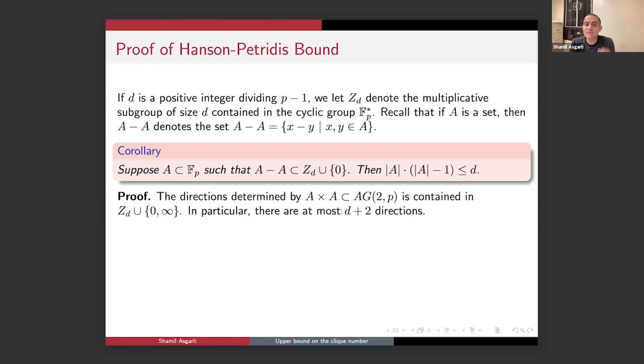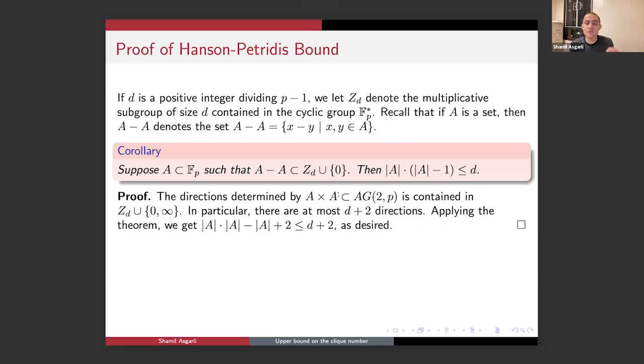That means that there's at most d plus 2 directions, because the size of Zd, that's a multiplicative subgroup of size d. So there's d elements there, and there's 2 elements here. So that means that the number of directions determined by A cross A is at most d plus 2. So that's an upper bound on the number of directions. But the theorem by Benedetto, Solymosi, and White gives a lower bound on the number of directions. So if I apply the theorem, what do we get?